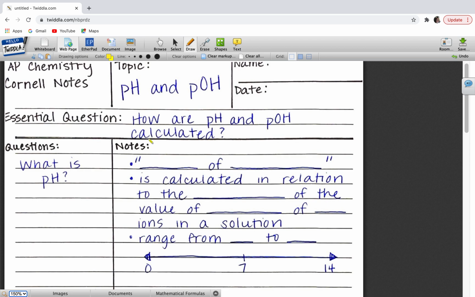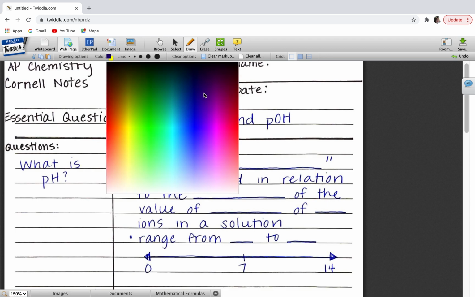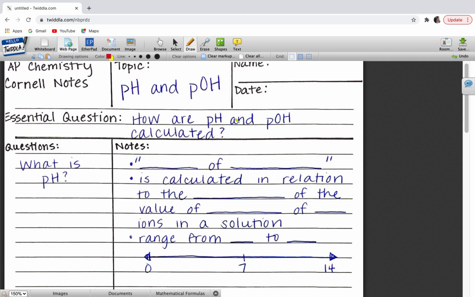So first off, we have to understand what pH is. You've probably heard the word before. You've probably heard it used in reference to something acidic, but what exactly is it? pH stands for the power of hydrogen. That's the P part, power of hydrogen, and there's the H part, hydrogen. That's what pH actually stands for.